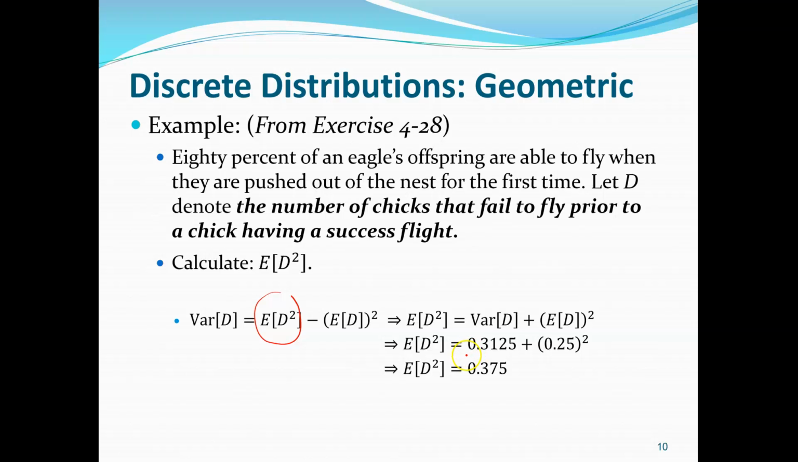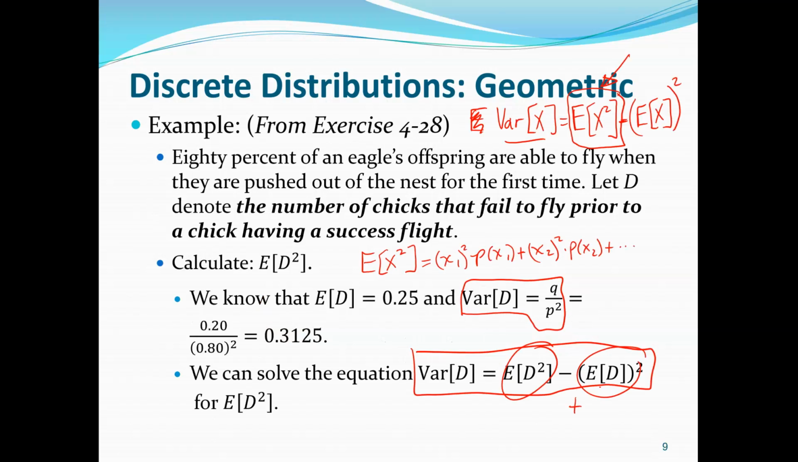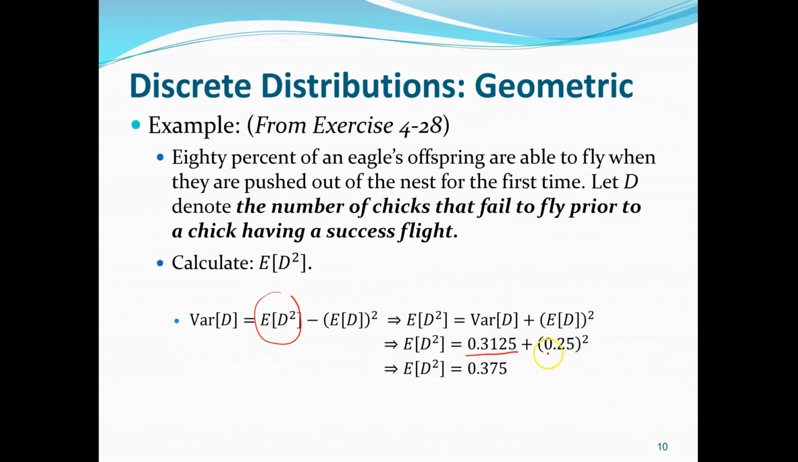We found that the variance of D is 0.3125. We found that on the previous slide here. And we found that the expected value of D is 1/4 or 0.25. We're going to square that. So the expected value of D squared is equal to 0.375.